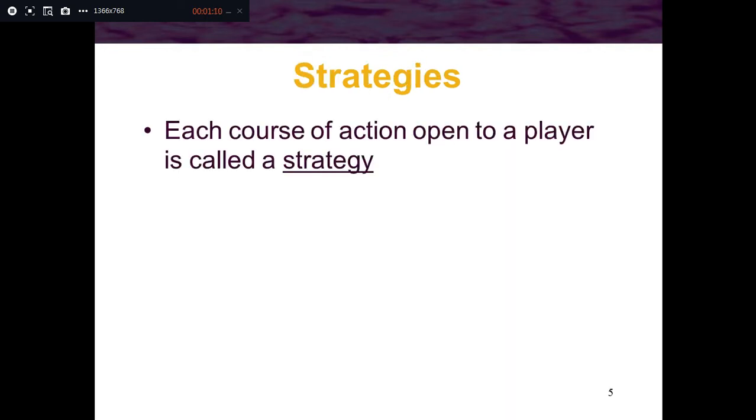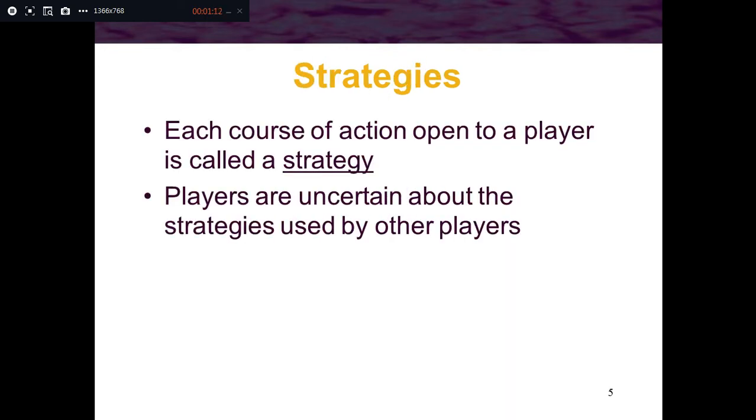Strategies. Each course of action open to a player is known as a strategy. They are playing the game, or they are setting the price based on the market strategy. Players are uncertain about the strategies used by other players. That's why this is named as the game, because you don't know the strategy of your opponent. So your strategy will be set based on the uncertainty of your opponents.